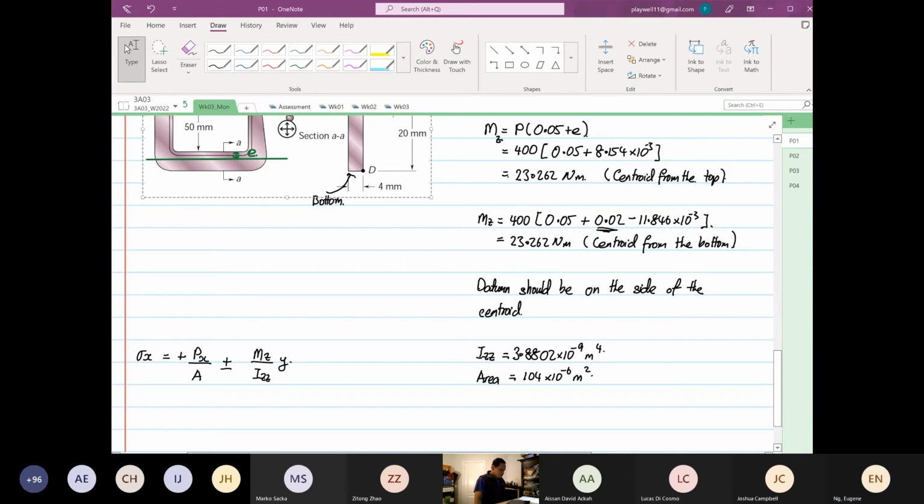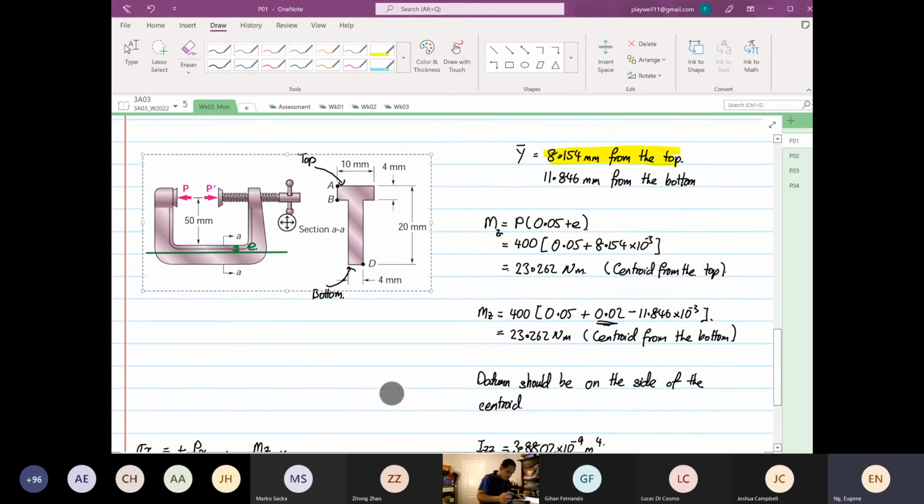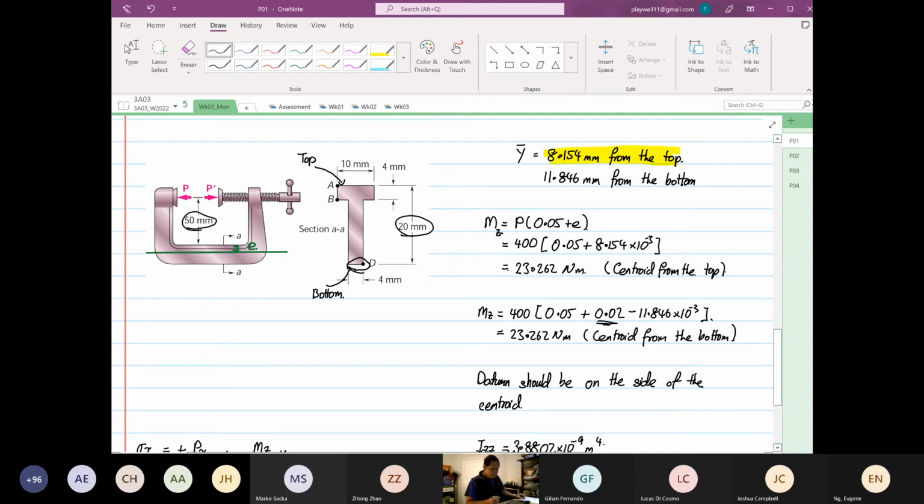Eugene, could you go over why we added 0.02 again for the centroid from the bottom? This is because you are taking your datum at the bottom, yes or no? So you have to plus 50 and then you have to plus 20. Oh, okay. Then you minus back. So you have to remember to minus back.